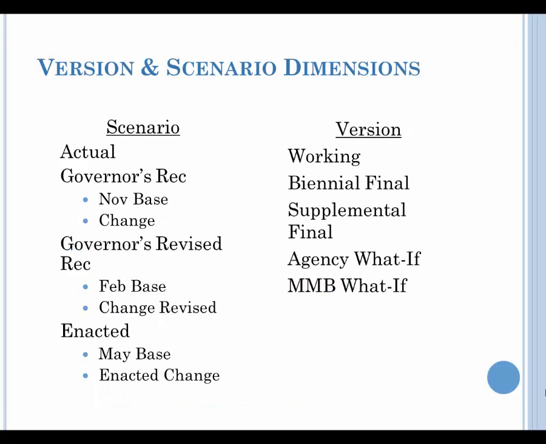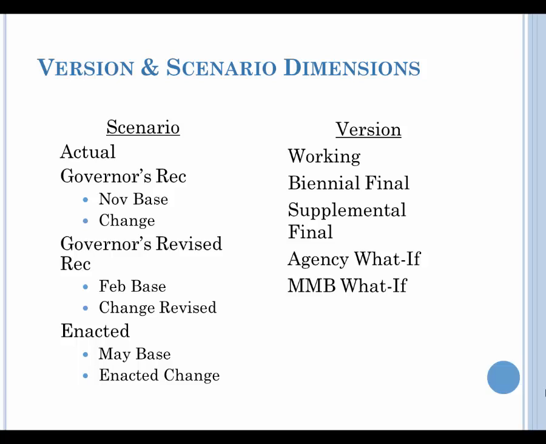The scenario dimension is used in BPAS to track the point in time in which we publish data. For instance, actual, governor's recommendations, November base, base change, governor's revised recommendations, February base, change revised, enacted May base, and enacted change. The version dimension allows the flexibility to have multiple iterations of each scenario. We utilize working and final.